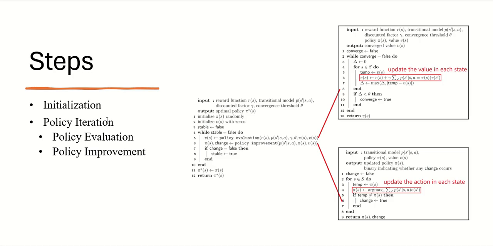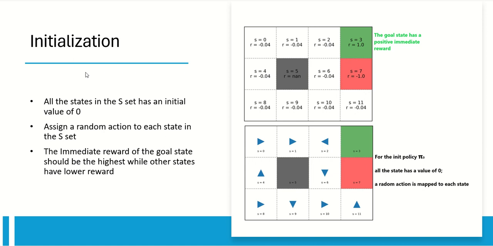So what's the algorithm? There are 2 steps. One is to initialize. The second one is called policy iteration. This step will keep iterating until the algorithm converges, and it has 2 sub-steps: one is called policy evaluation, and the other is called policy improvement. So how do we initialize? First, we give all the states an initial value of 0. This 0 means the long-term desirability of the state.